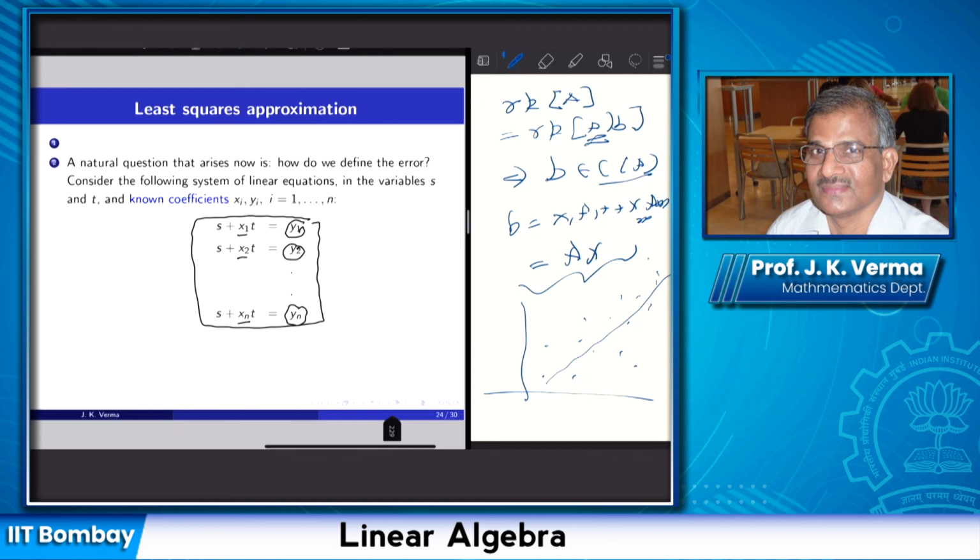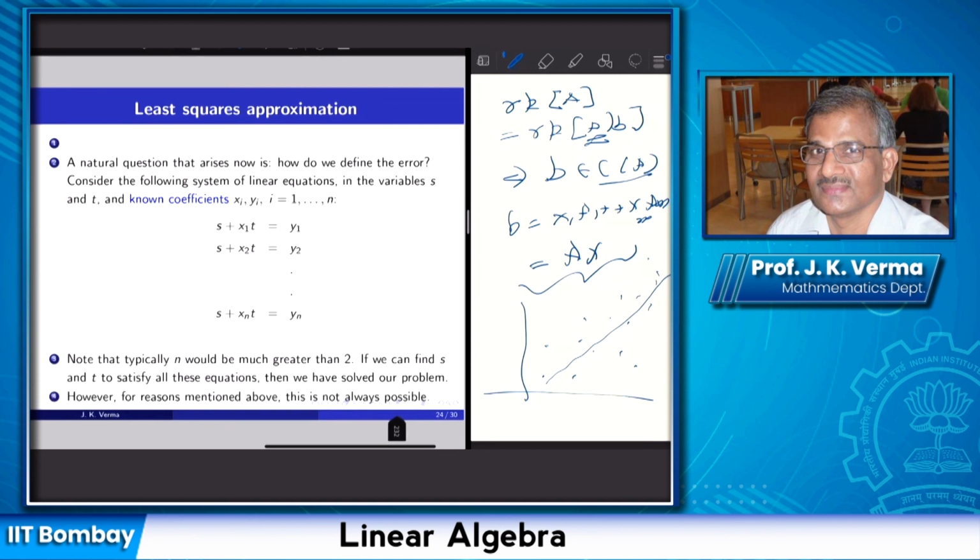I want to measure the difference between the actual value predicted by the equation of the straight line and the experimental value y1. So I want to minimize the difference. But the differences could be in either direction. They could be positive or negative, right? So we want to have a method of computing the error in a nice way.